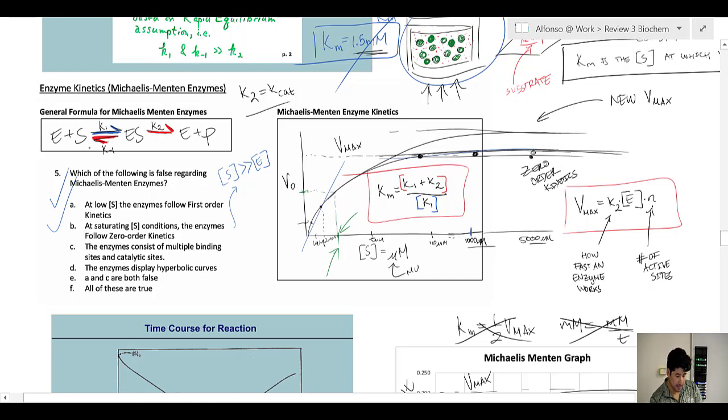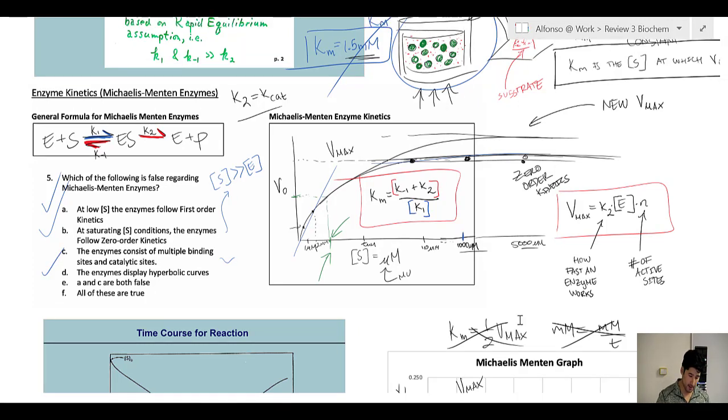So what about C? The enzymes consist of multiple binding sites and catalytic sites? That's a little questionable. And what about D? The enzymes display hyperbolic curves. Is that true or false? Do Michaelis-Menten enzymes display hyperbolic curves? The answer is yes, they do.